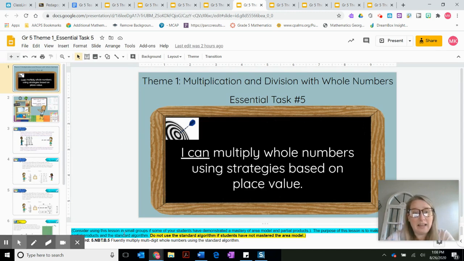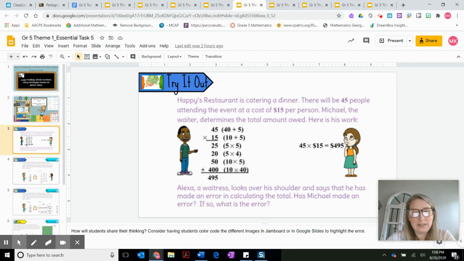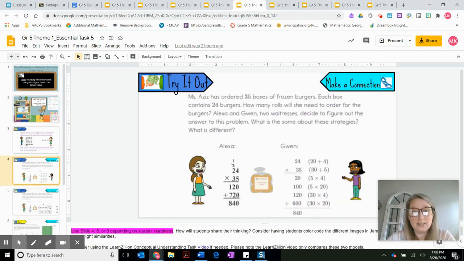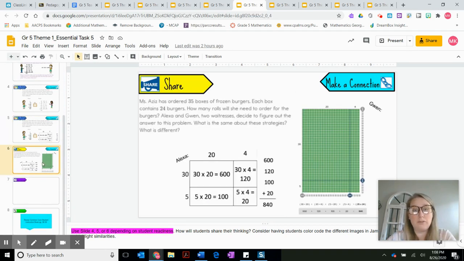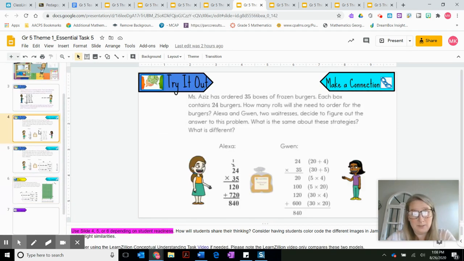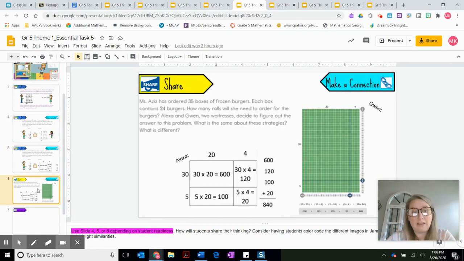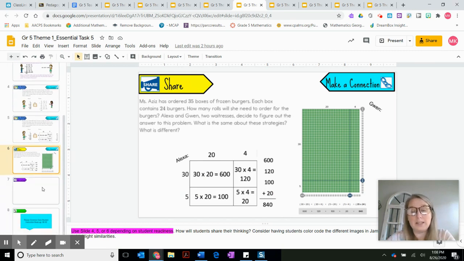Lastly, we're looking at 5. This is where I just want to stress, do not use a standard algorithm if students have not mastered the area model. So you'll notice this slide, this triad activity, students are comparing 2 different strategies. I want to really encourage you to pick the strategies that are the most appropriate for your students. You're not showing all the slides, you're picking between 4, 5, and 6. So what makes the most sense for your students and what strategies are they successful using?